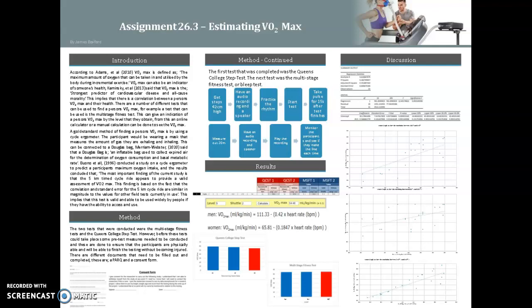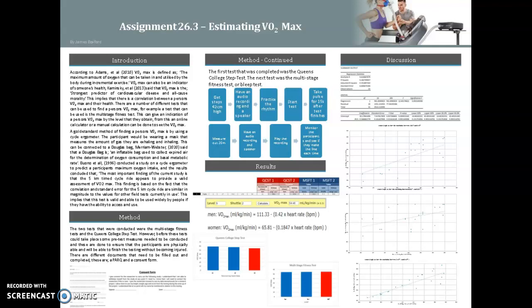So the first table you see under the results section is the participants' data: their sport, height, weight, age, and gender, and then the results for the first test and the second test for both the Queen's College Step Test and the multi-stage fitness test. And the first calculation you see is the multi-stage fitness test calculation.